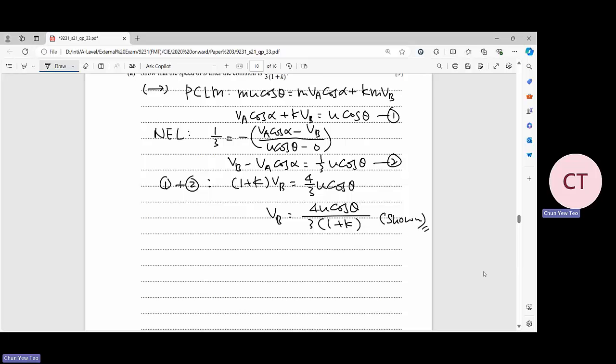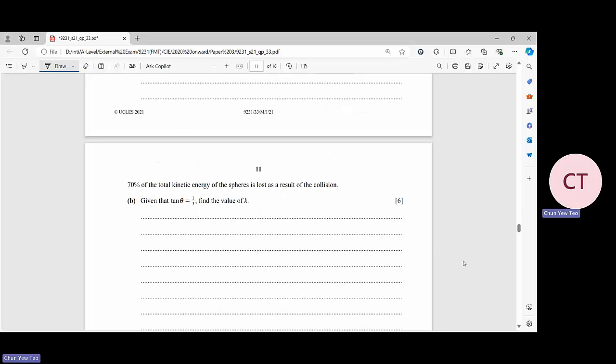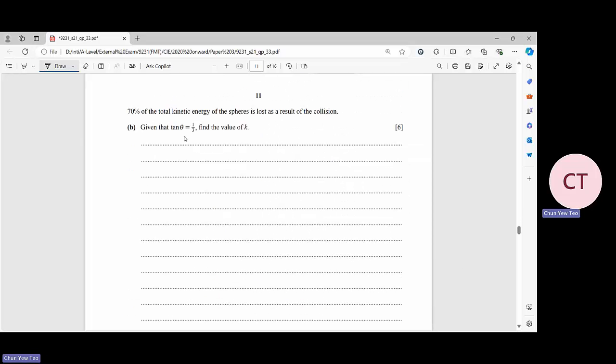Okay, so this is the answer for part A. Done. Now we move on to part B. Part B, they are telling you that 70% of the total KE of the sphere is lost as a result of the collision. That means only 30% remains.